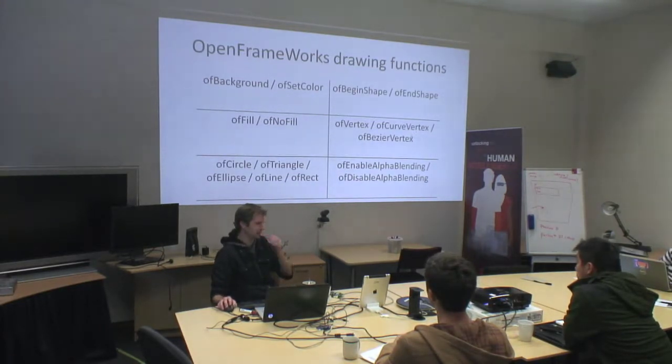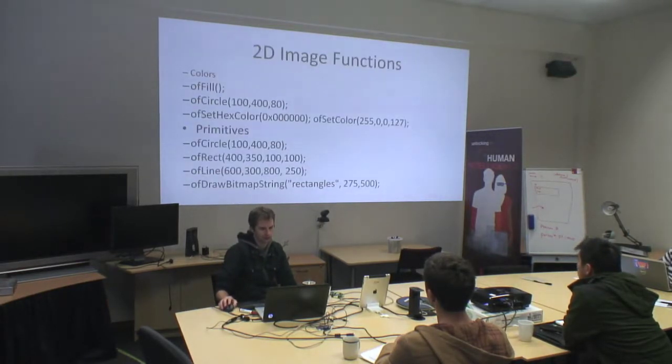So there's a bit more flexibility there as to whether, if you're drawing a shape, you just want a vertex or whether you want a vertex which will curve, like if you're drawing a straight line, it'll curve through there, or do Bezier curves. Turning alpha blending on and off.